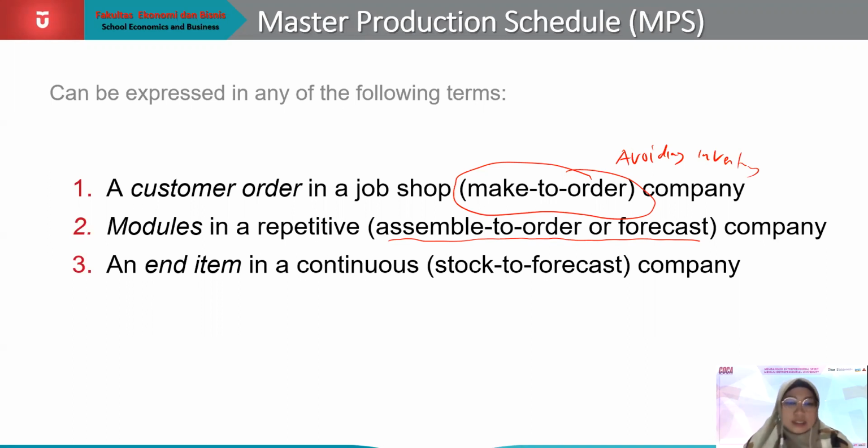And the last one is the stock to forecast company. A company that chooses this technique has a lot of inventory and is sure that it can sell this inventory. For example, wholesalers like Hero, Giant, Carrefour, companies that sell consumer goods, usually already have a lot of stock in their warehouse.